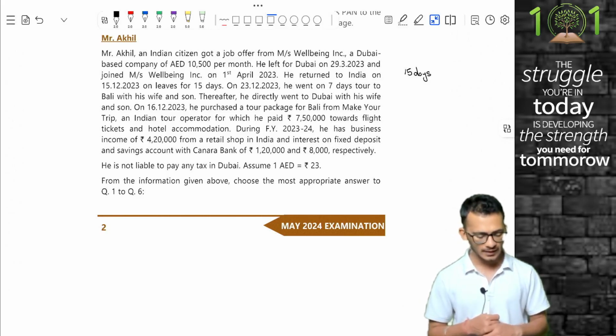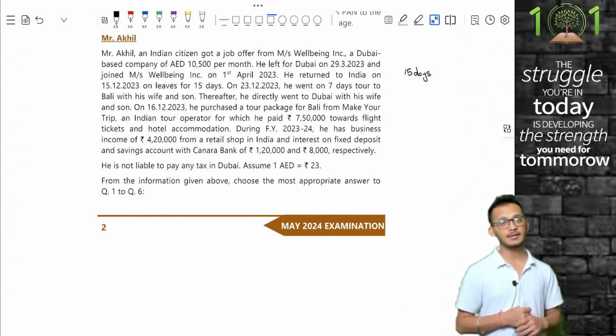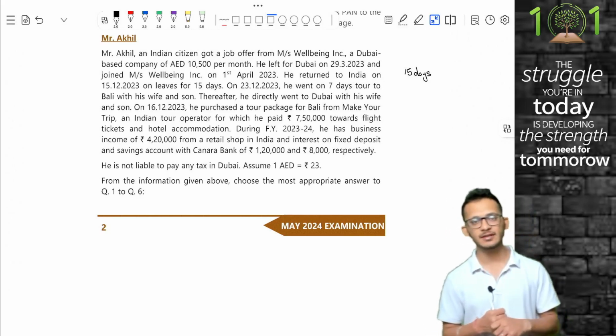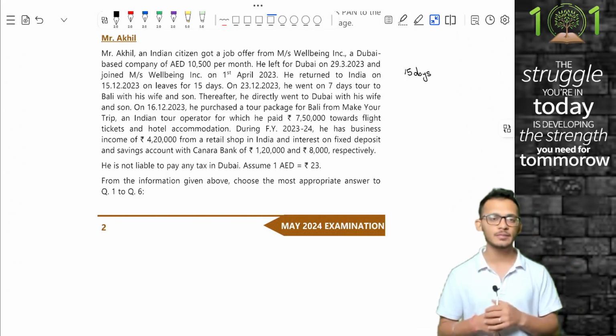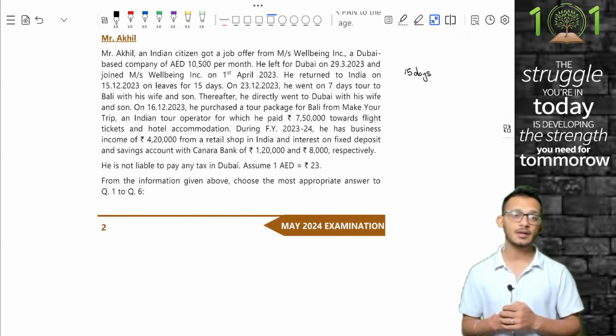He is not liable to pay tax in Dubai. At this point itself, most of the people will start jumping in and saying, Rahul, not liable to pay tax in Dubai, which means he is a deemed resident. He is not a deemed resident.